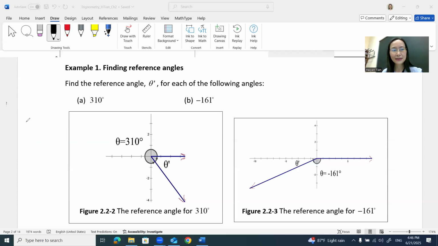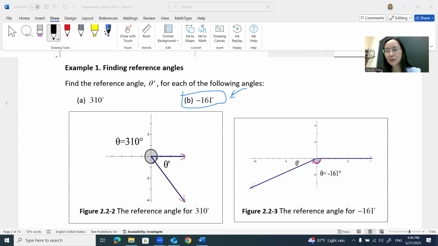Now let's look at another problem. The second angle given is a negative angle. It is negative 161 degrees. And if we place this angle in a standard position, you see it's negative. That means this is a clockwise rotation. Okay, so we go here clockwise, but not all the way to 180 because it's negative 161.